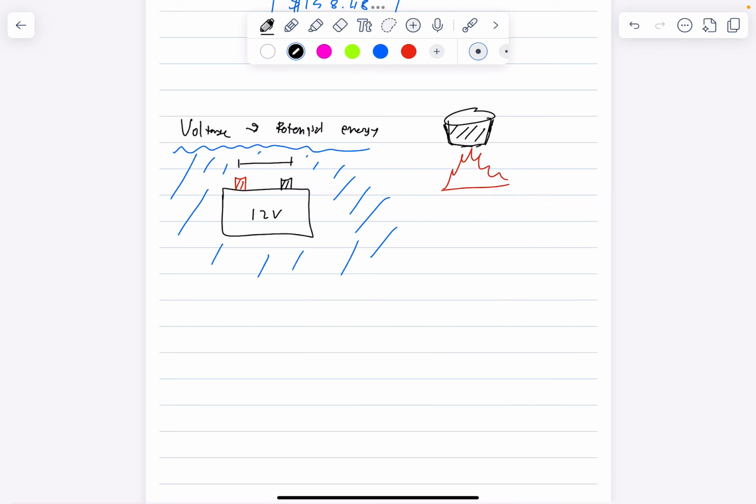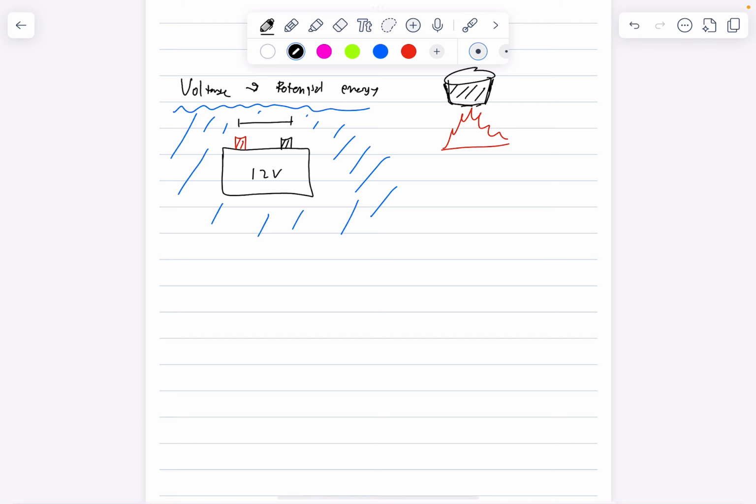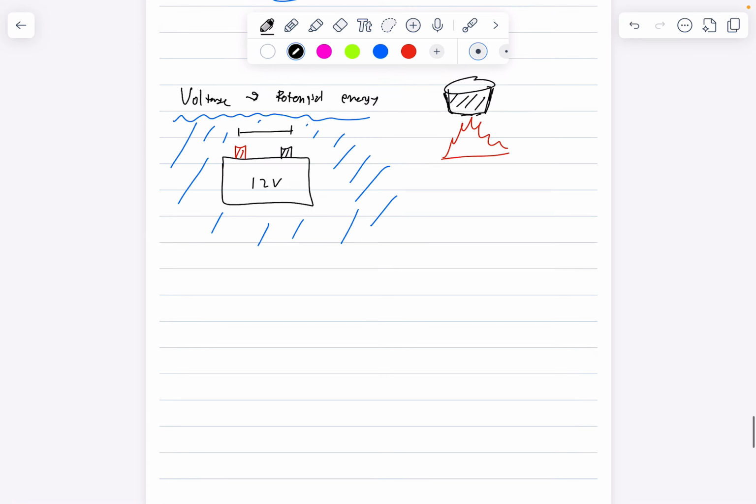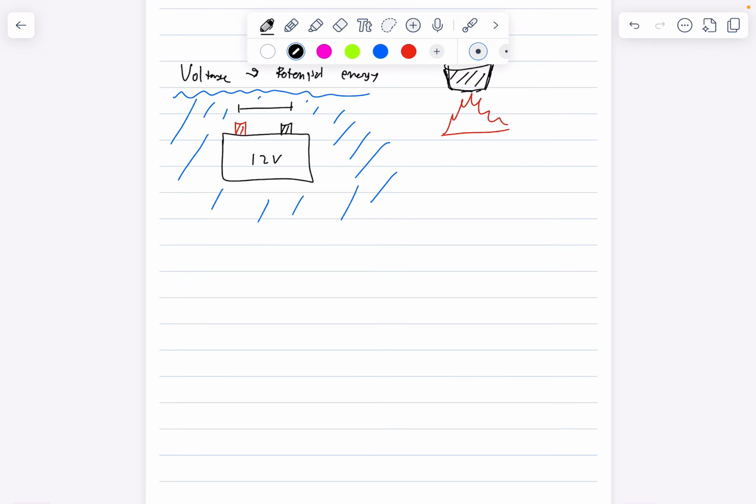But let's go back. So resistance is how conductive a material is, right? If it's poorly conductive, it has high resistance. If it's highly conductive, it has low resistance. Like plastic is not very well conductive, it has high resistance. Metal usually has good conductivity, low resistance, right? And current is how many electrons pass through an arbitrary cross sectional area in a given amount of time. So it's basically how fast the electrons are flowing, right?